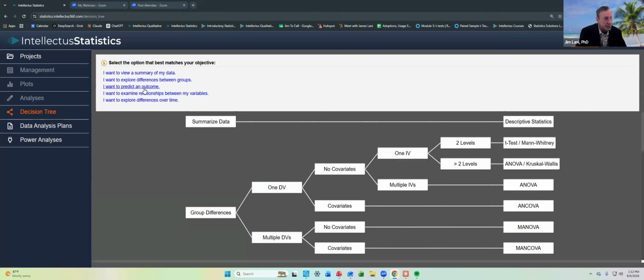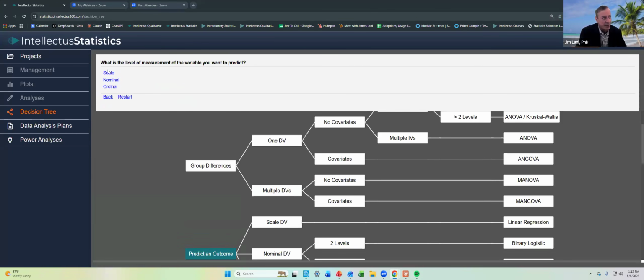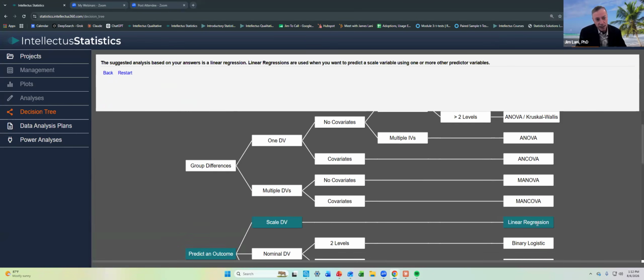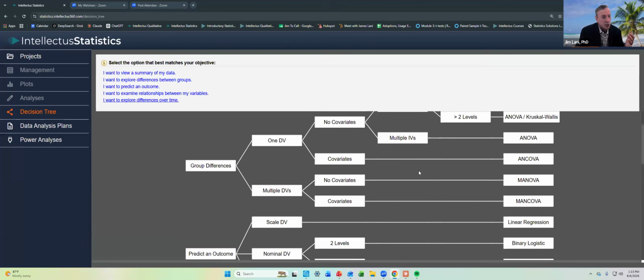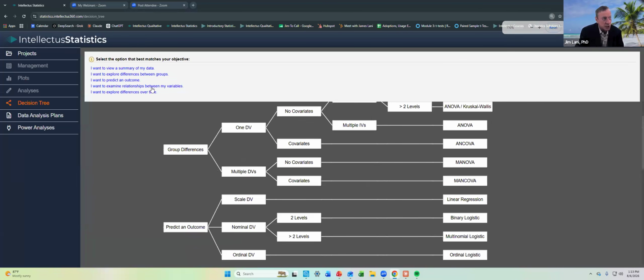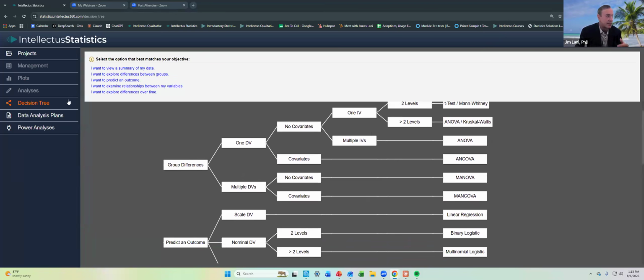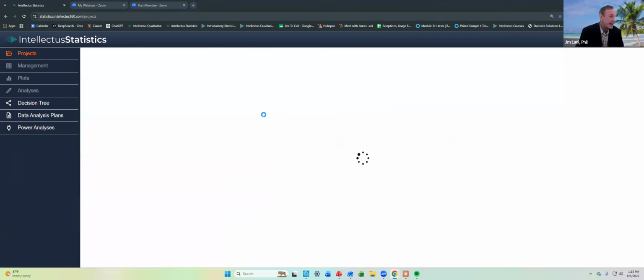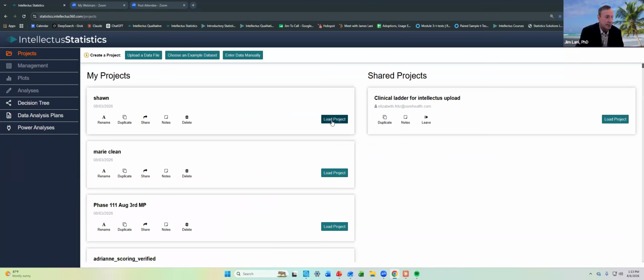So if you want to predict an outcome, and you know that level of measurement, you'll be conducting a linear regression. You can play around with this, but it's just a user-friendly way. Once you know levels of measurement, and mostly independent and dependent variable, you can play around with this. You can't break it, so just mess around with that. That decision tree is for lay people. Once you know what kind of test you have, let's load this up.